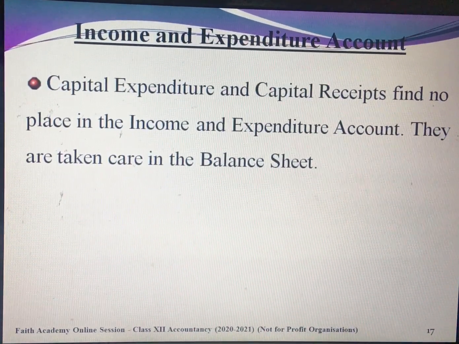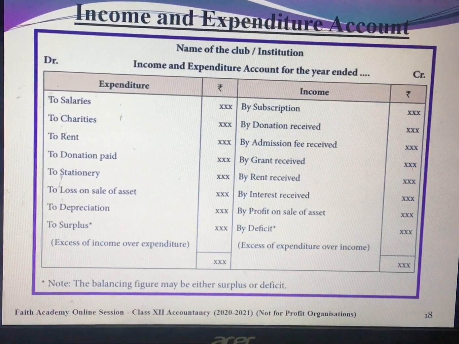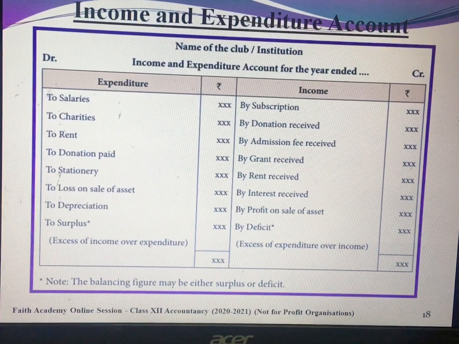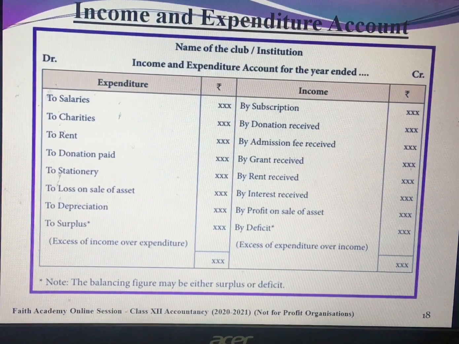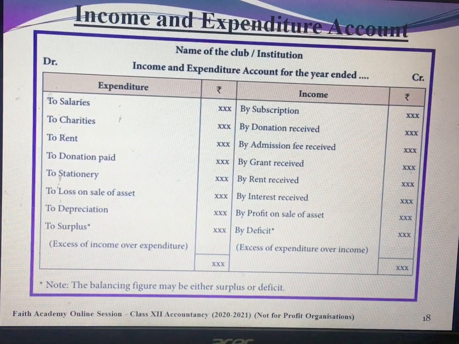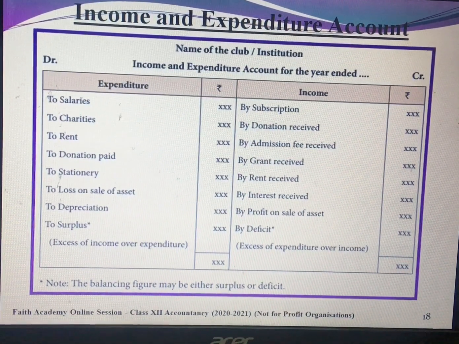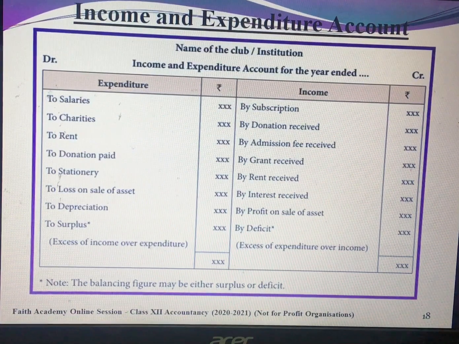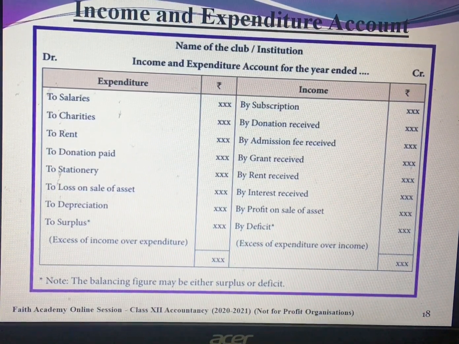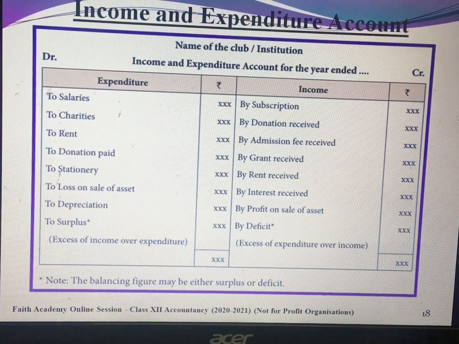Okay children, we will be having this income and expenditure accounts format. So debit side will be having your revenue expenditures relating to the current year, and credit side will be having revenue income, and all this income will be taken care of for the accounting period, one accounting period.